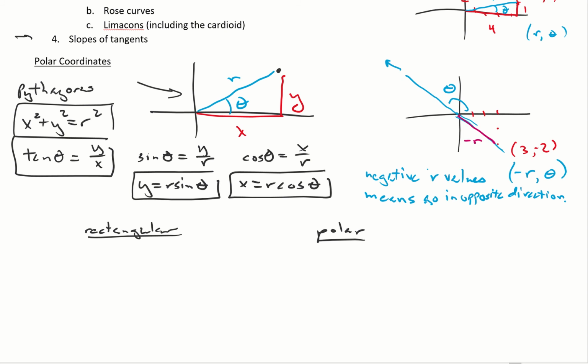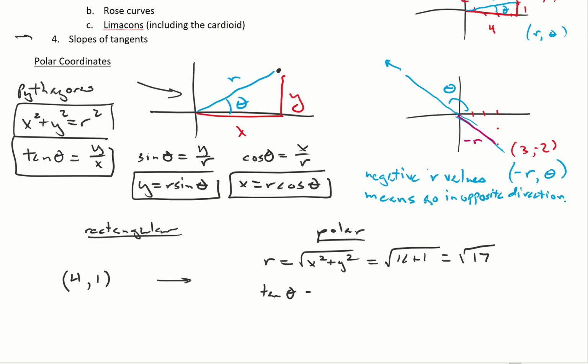What we're used to is a point that could be something like, let's pick on (4, 1). If I want to write that in polar, I'm going to use these identities to figure things out. If I want r, I realize that r is really just the distance formula. It's the square root of x squared plus y squared. It's the hypotenuse. So for this one, we've got 16 plus 1, so r is the square root of 17.